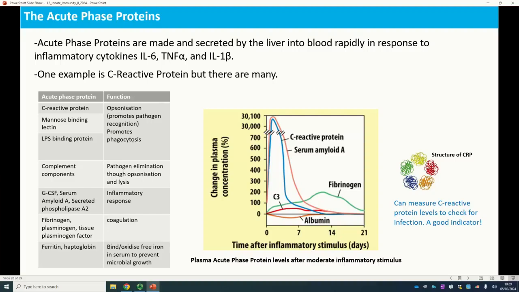But moving forward with what you need to know, you just need to know an example of one of these, for instance. But you can see that once we've got an infection, they're produced very rapidly via the liver, especially C-reactive protein. And this is actually quite beneficial in measuring inflammation, because if you want to check in the serum whether somebody has an infection, you can look at C-reactive protein, and it actually acts as a good indicator of infection if you want to determine that in the clinic.